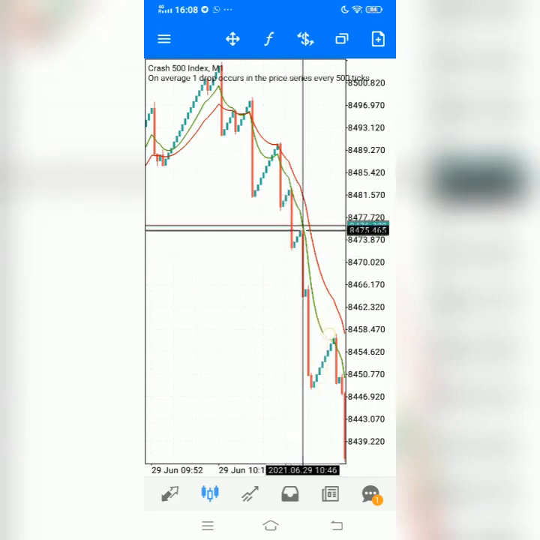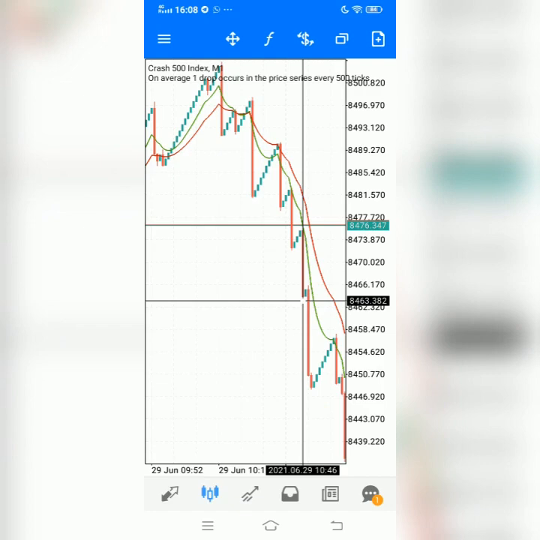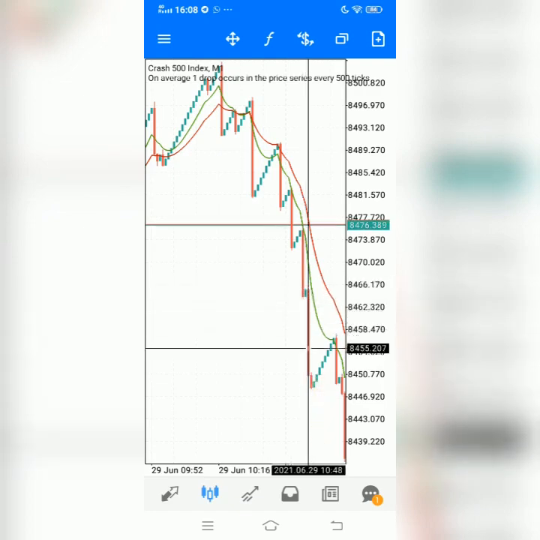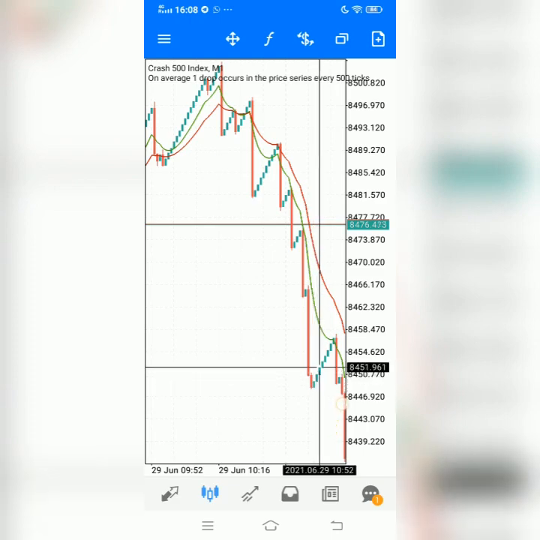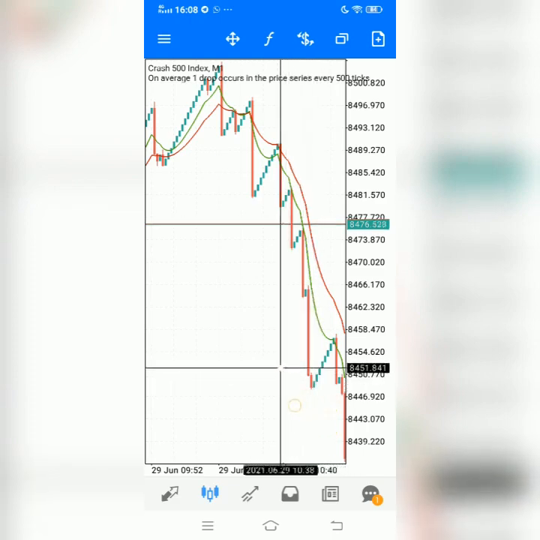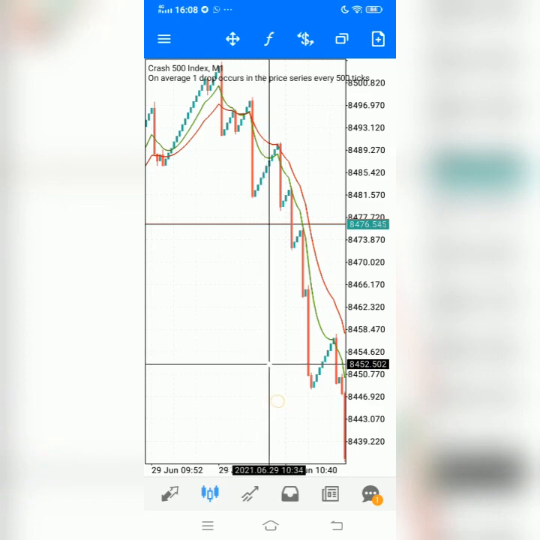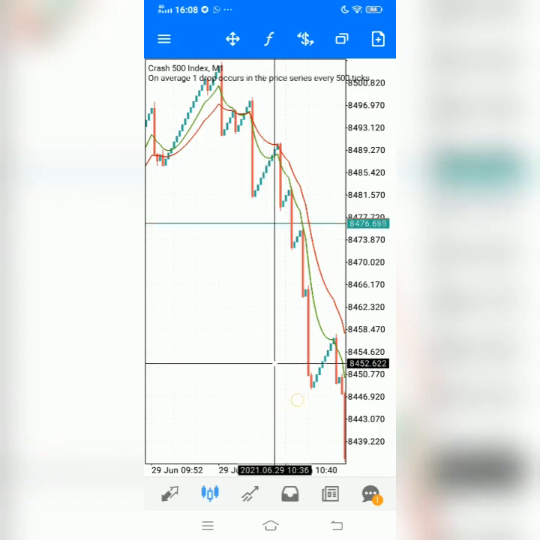Hold for 3, 1, 2, 3, caught that crash. Hold for 3, 1, caught that crash. Caught another crash, hold for 3, 1, 2, 3, and this is where we would have closed out. So we would have caught 1, 2, 3, 4, 5, 6 crashes on this one trade.